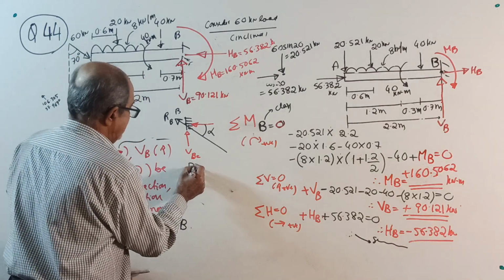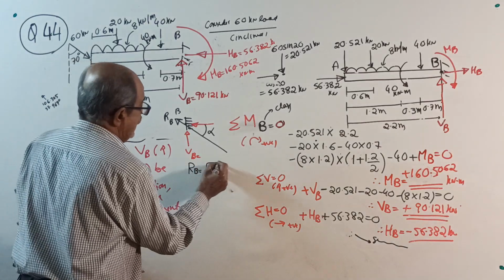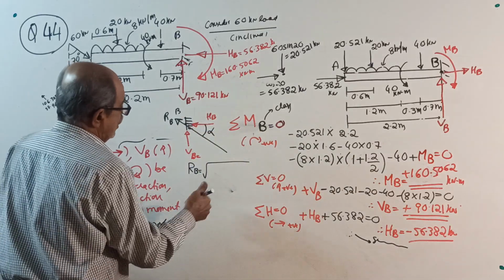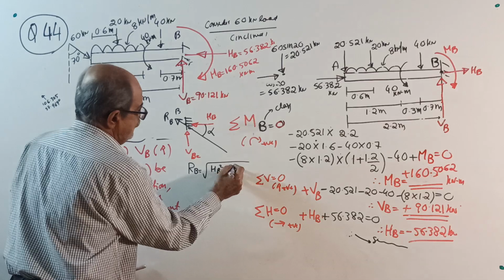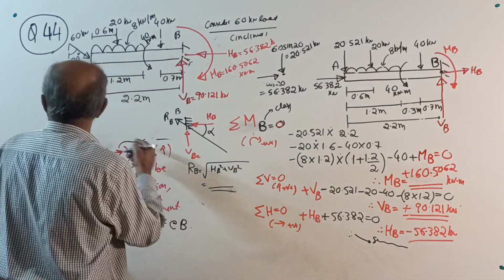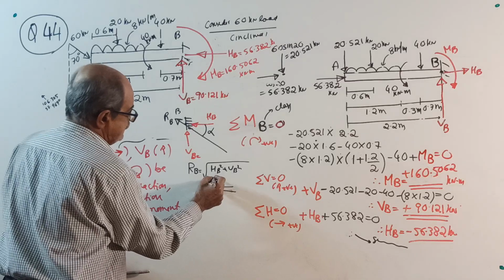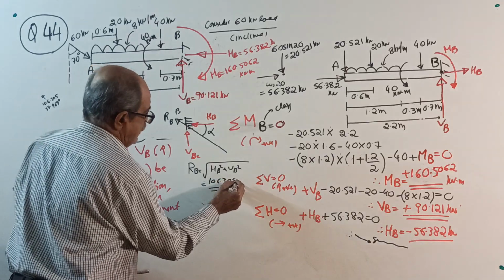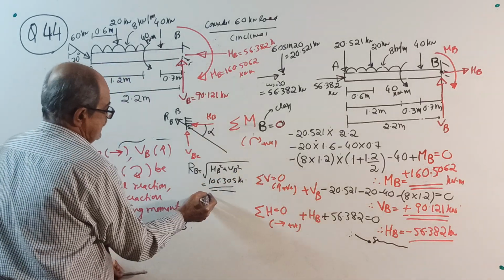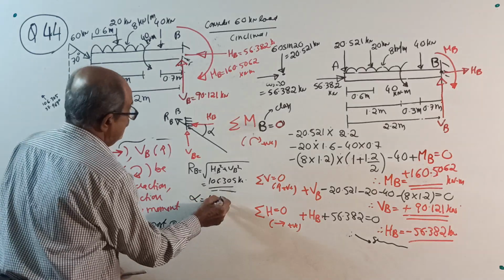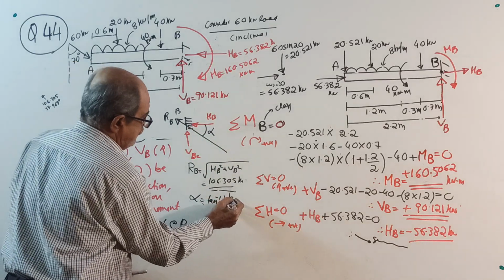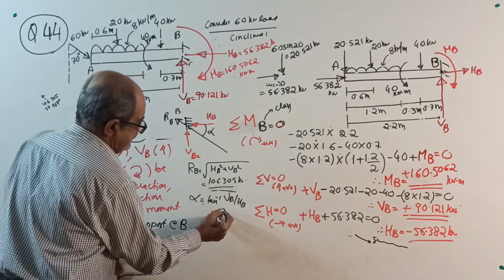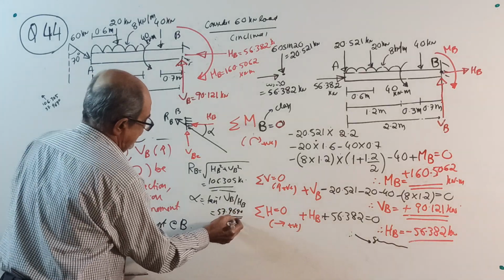Right here, your RB equals, if they want it, the square root of HB square plus VB square. Calculate the answer, it will come 106.305 kilonewton if they want the resultant reaction. And the angle alpha is tan inverse of vertical by horizontal, VB by HB. Substitute the value, you will get 57.969 degrees. 57.969 degrees is the angle.